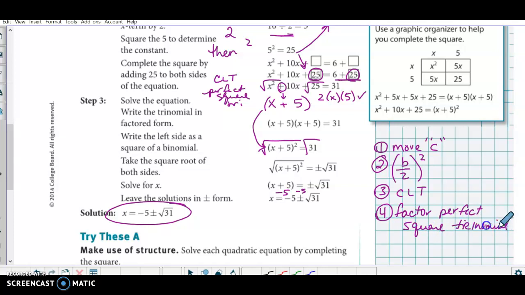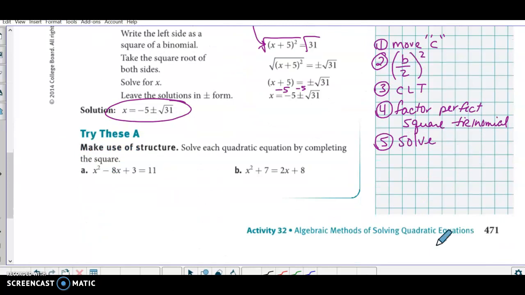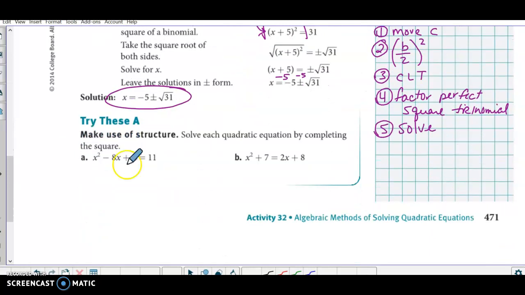And then, of course, we would solve. So let's go through these steps here. C here is 3. So I'm going to subtract 3 from both sides. That's my step 1. So now I have x squared minus 8x.